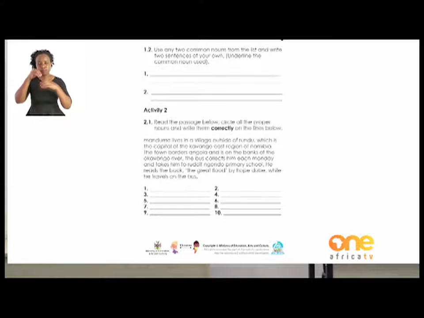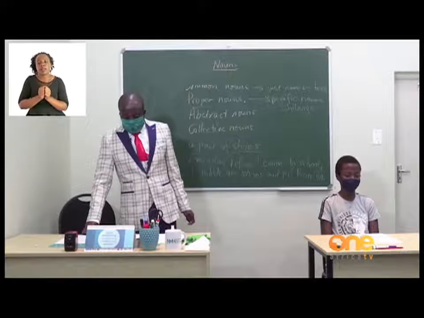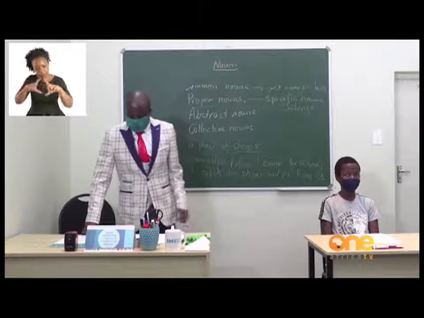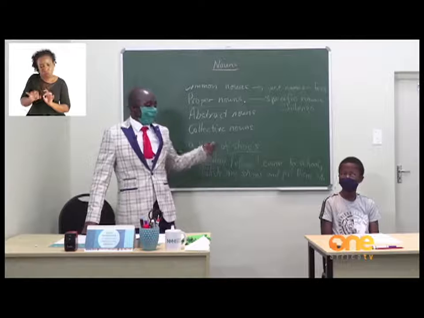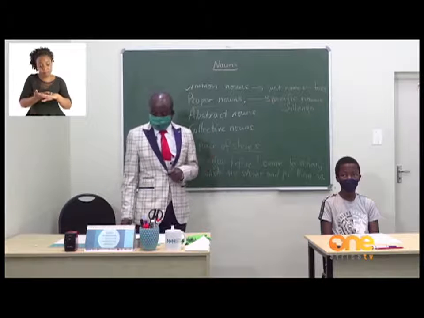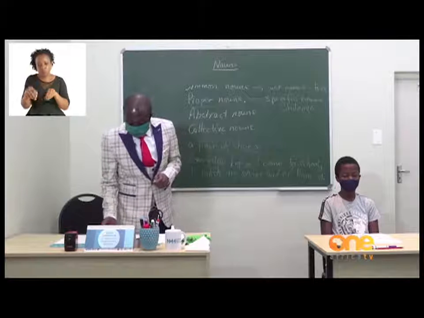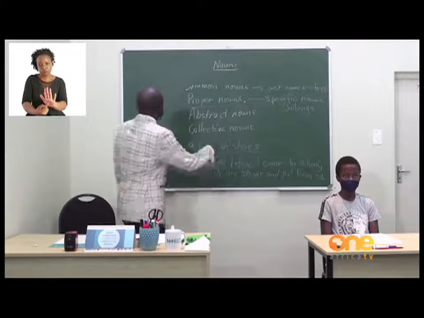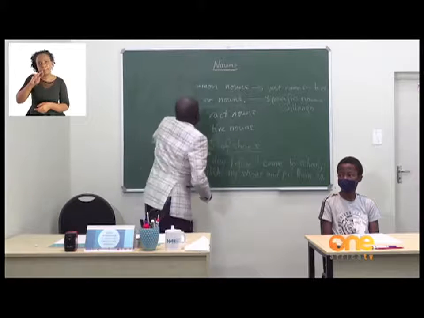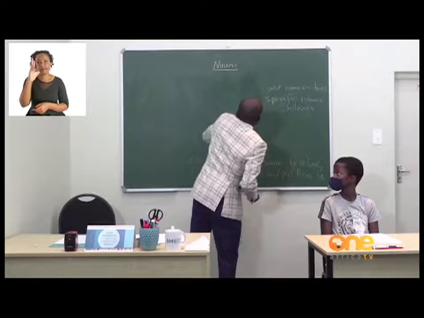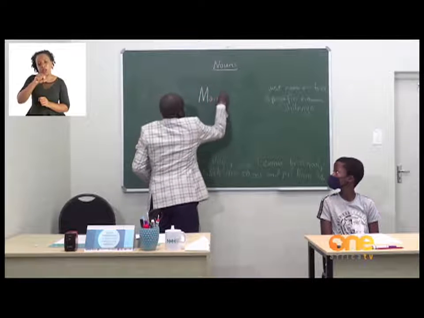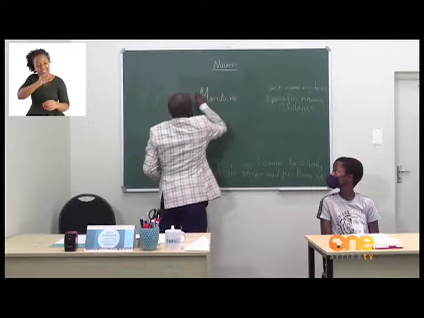So, we are given number 1 to 10 there. You read and choose proper nouns, which means specific names. For example, I will do number 1 and 2 for you. We have Mandume. Mandume, that's a name of a person. Mandume with a capital letter. That's our number 1.